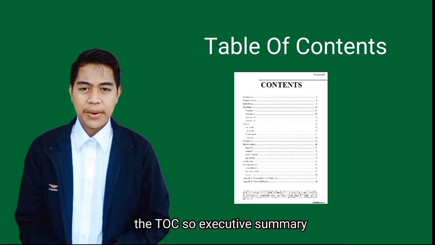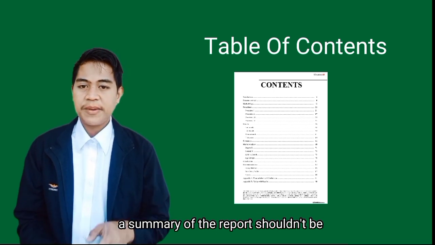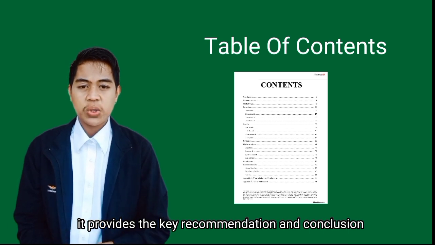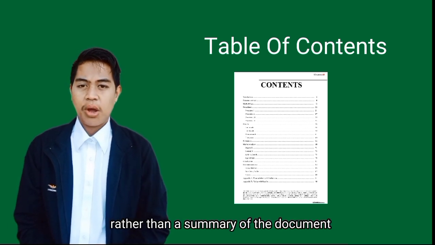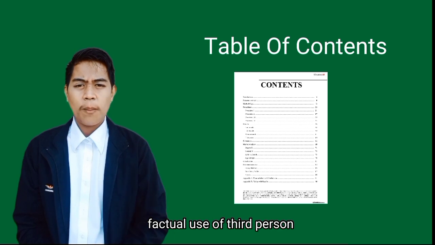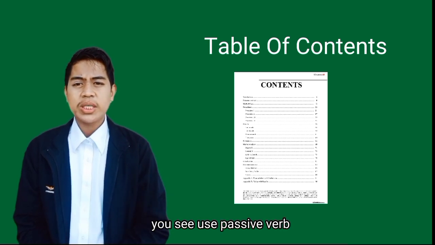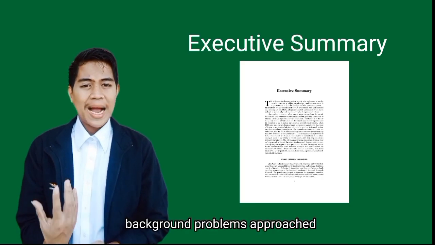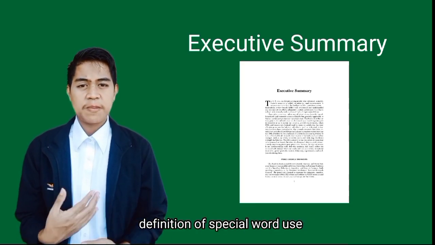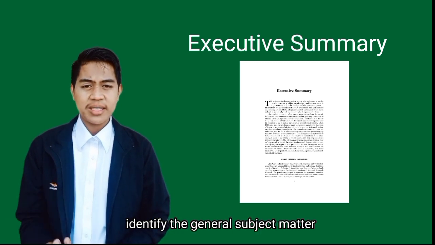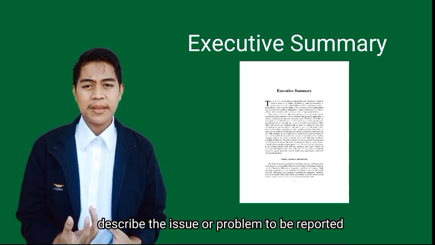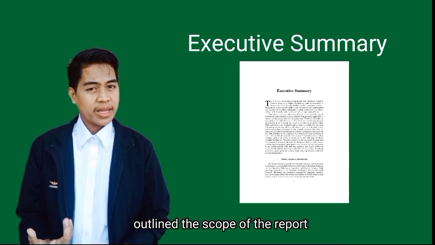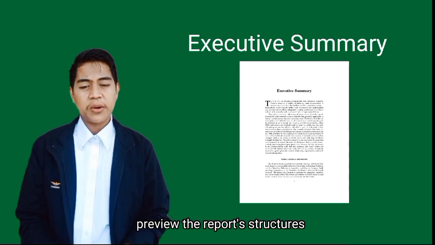Next is the executive summary. A summary of the report should be no longer than one page. It provides the key recommendations and conclusions rather than a summary of the document. Use a factual tone, third person, and passive verbs. The next one is the introduction. Give the background, problems, approach, and definition of special words used. Identify the general subject matter, describe the issue or problem to be reported, and state the specific question the report answers. Outline the scope of the report and preview the report structure.